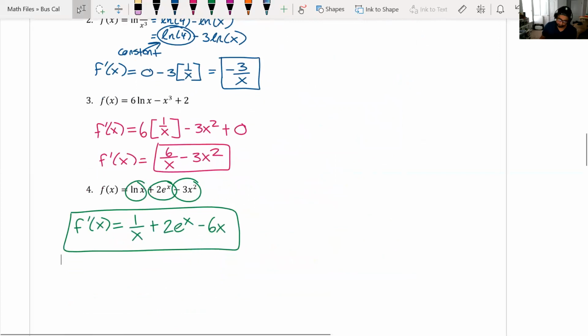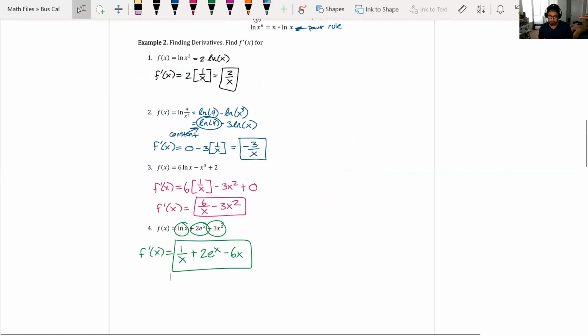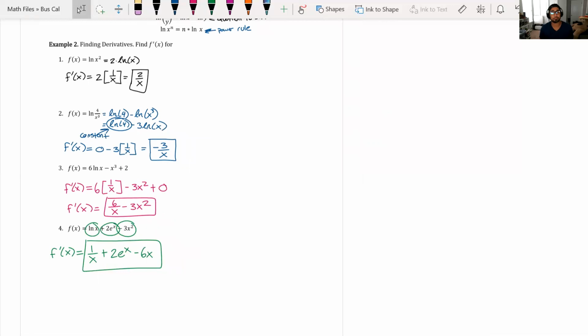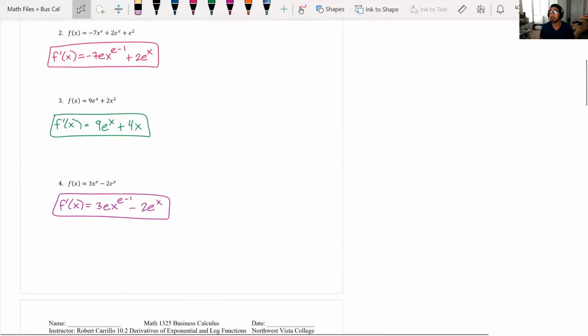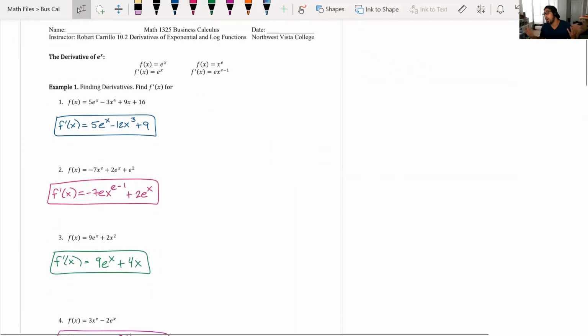There you go. I mean, I guess I don't need to box the whole thing, just like we did. There you go. And there's your derivatives. So those are derivatives of natural logs and e to the x, an exponential function. E to the x and x to the e.